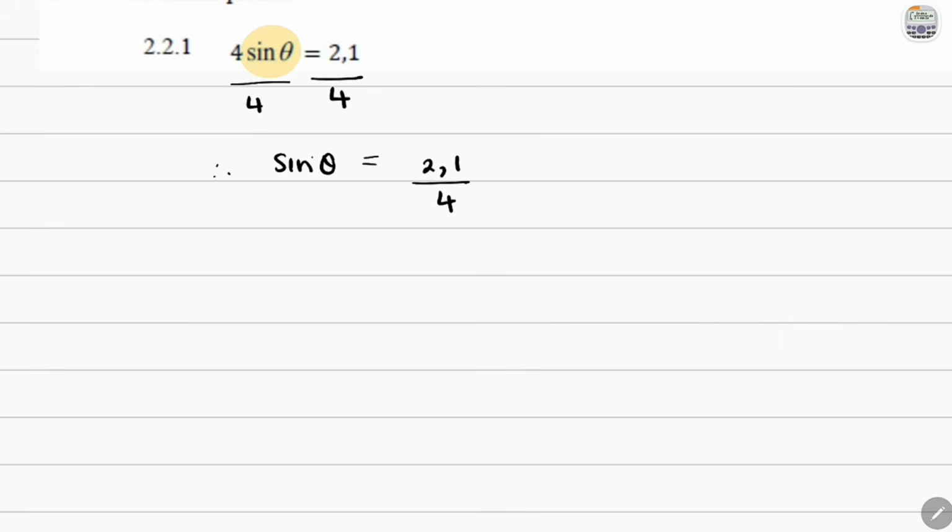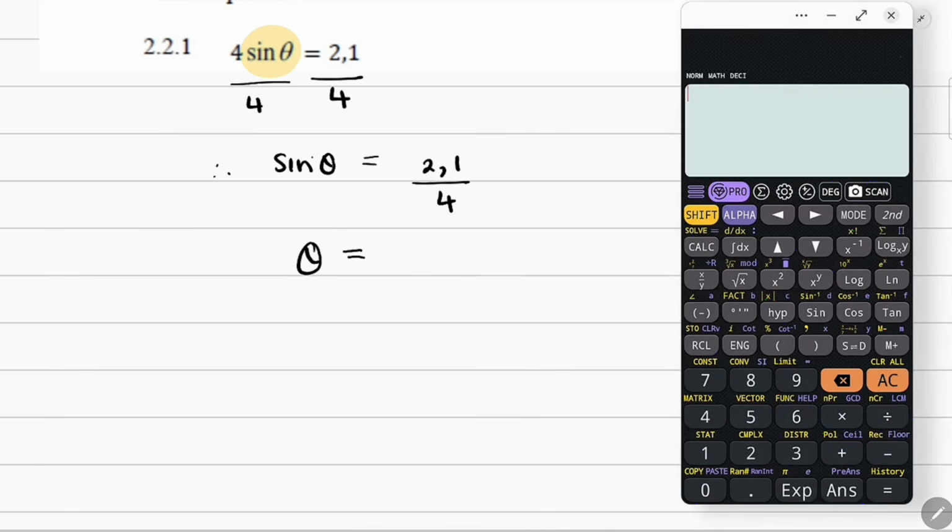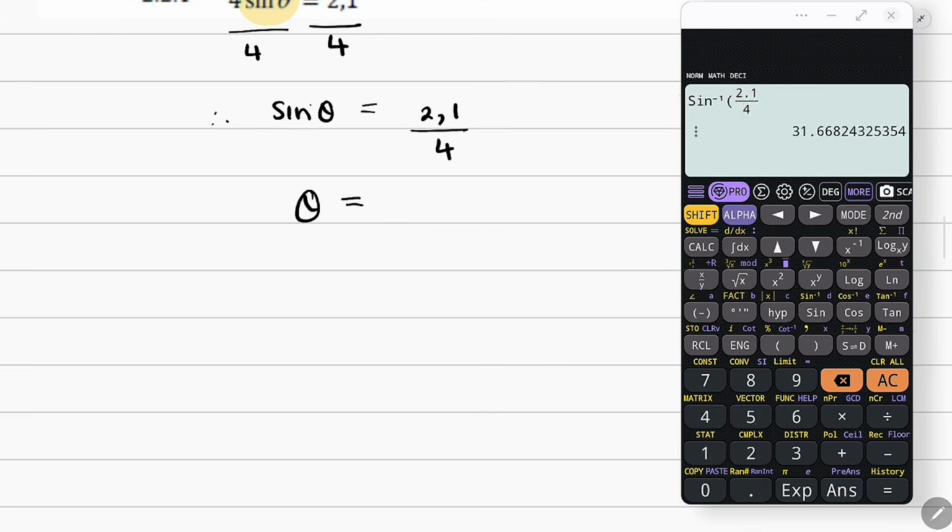So we can go ahead and transpose the sine. And so theta equals, we're just taking that over to remove it. And when we do that, it's going to become the second function of sine. Okay, so on your calculator, you activate that by pressing shift and then sine and then input your value. So it's 2.1 all over 4. And so that is our answer. Our answer is 31 point, and to 2 decimal places, the 8 will round that 6 up to a 7. So it's 31.67 degrees. And that is our answer.